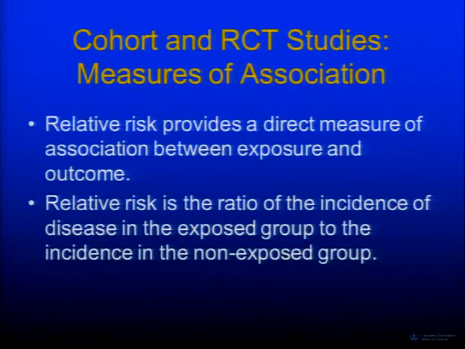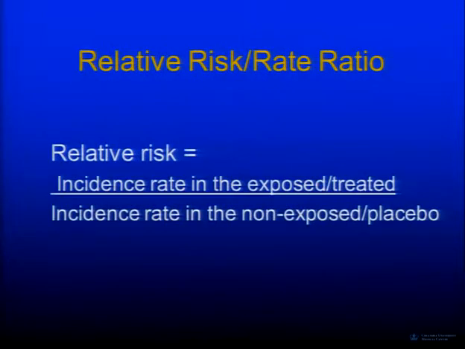So for both cohort and randomized controlled studies, the measure of association is the relative risk, which is a direct measure of the association between the exposure and the outcome. It's the ratio of the incidence of the disease in the exposed group to the incidence in the non-exposed group. So just like we calculated with the smoking, put in terms of a formula, it's just listed here. Incidence rate in the exposed, or in the case of a randomized controlled trial, the treated group, divided by incidence rate in the non-exposed, or in a randomized controlled trial, the placebo group. And that's how we calculate that.